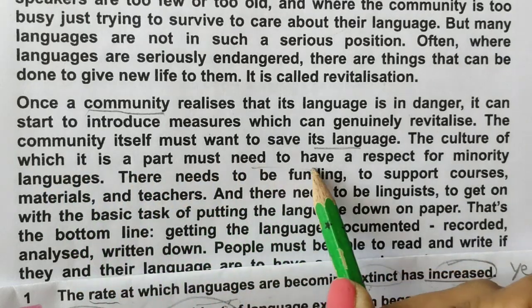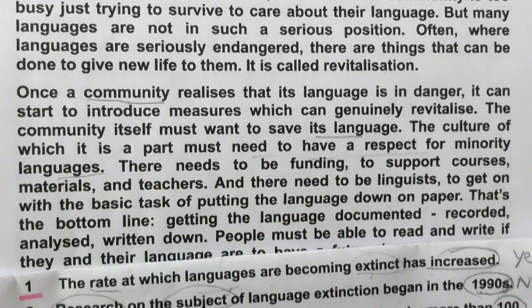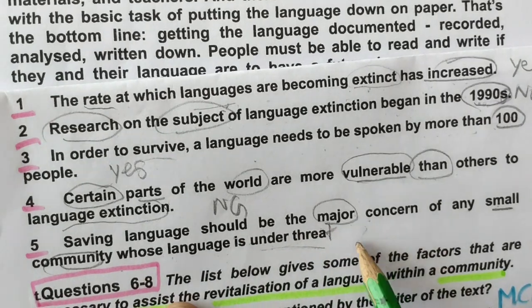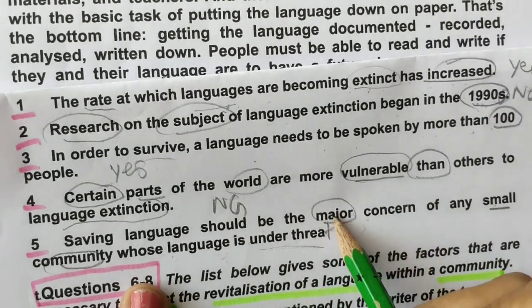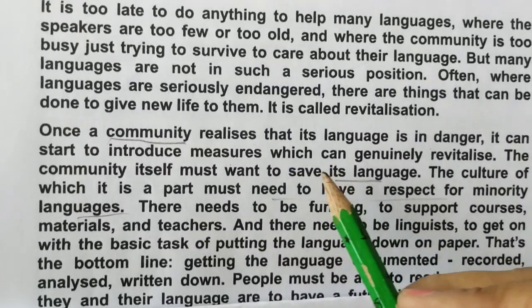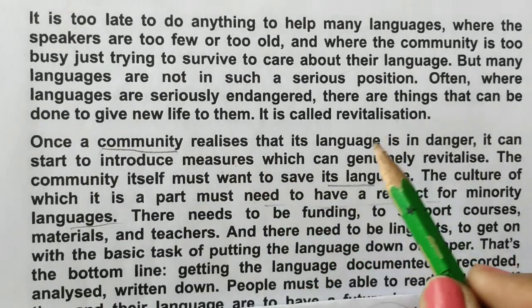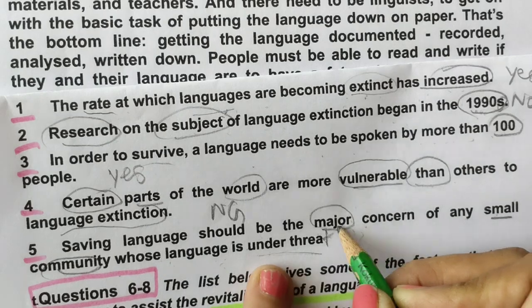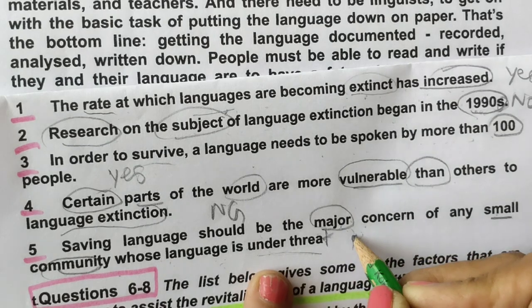The culture of which it is a part needs to have a respect for minority languages. Saving the language should be the major concern, but that major concern of any community is missing. When they realize it, they will just work on it. So the major concern is not there. They have other work also.